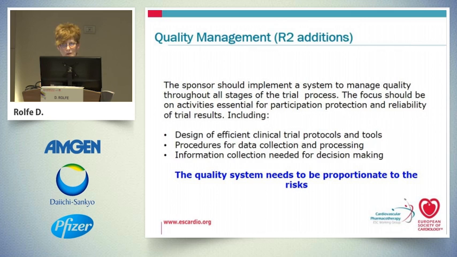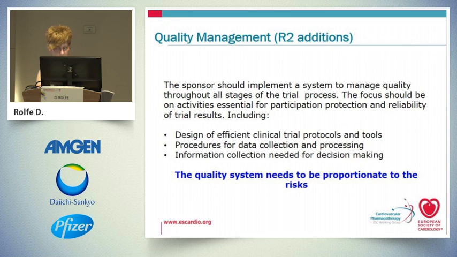So there are some revision 2 additions. The sponsor should implement a system to manage the quality throughout all stages of the trial process. The focus should be on activities essential for participant protection and reliability of the trial results, which includes the design, the procedures and the information collected. The quality system needs to be proportionate to the risks. This is the major addition to GCP.